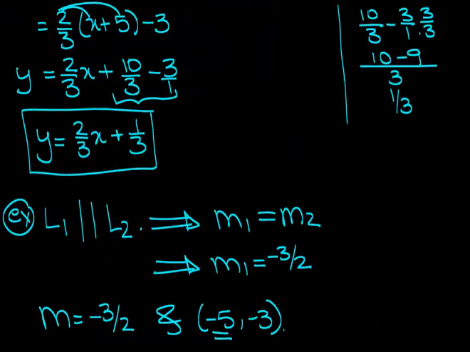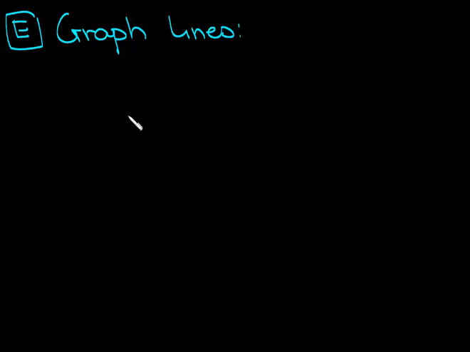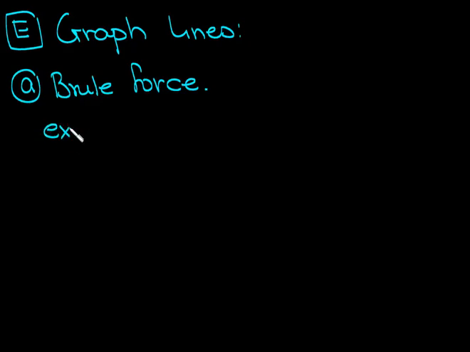So let me show you how to do that. Okay. There are two ways you can graph a line. Actually, there are three ways you can graph a line. So let me show you all of them. The first method is brute force, just like we did in the previous section. So let me start with that. So by brute force, I'll just do examples of each one because they're fairly straightforward.